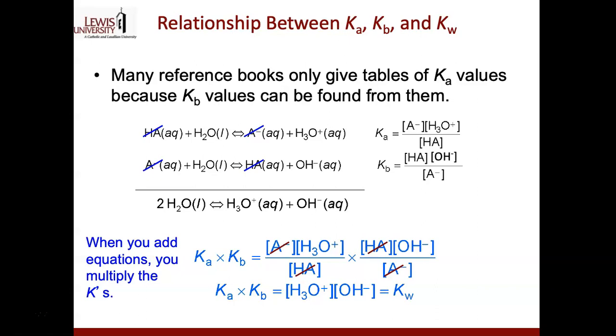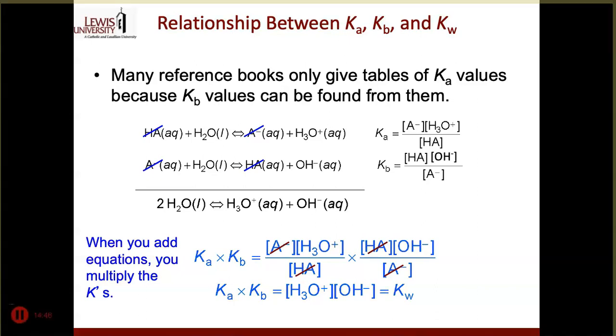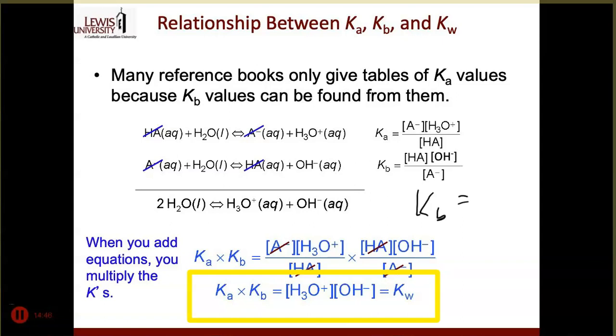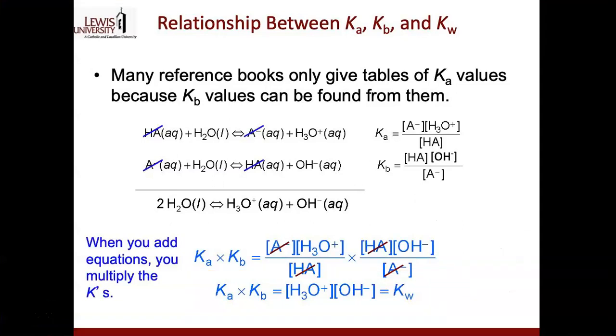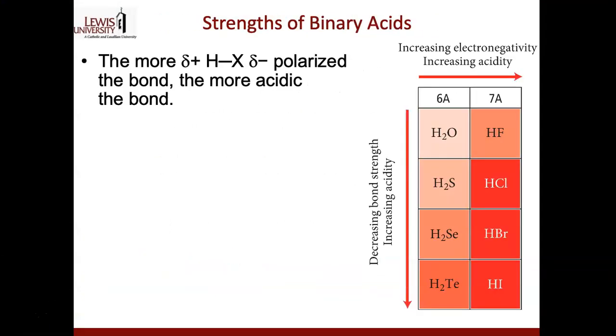So what I've just proved to you, using mathematical reasoning, is that Ka multiplied by Kb will always give you Kw. So if you're only given Ka and you need to find Kb, you know that Kb equals Kw divided by Ka. And vice versa, Ka equals Kw divided by Kb. So we can figure out acid dissociation or base dissociation constants using these relationships.